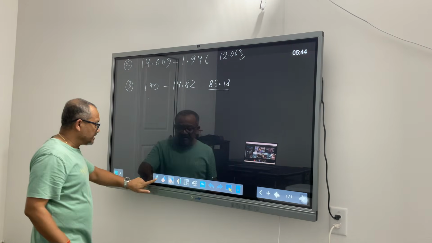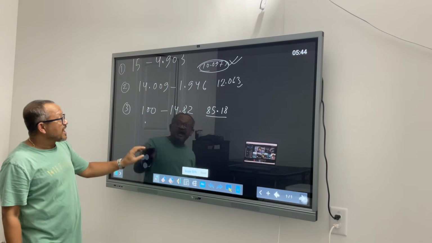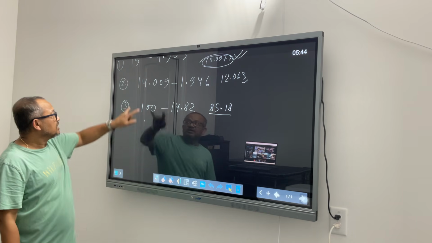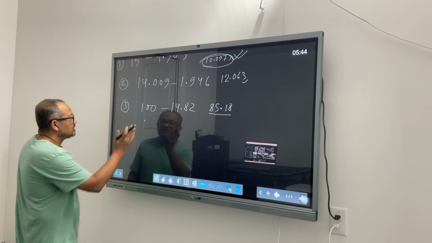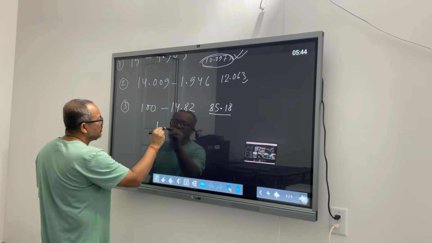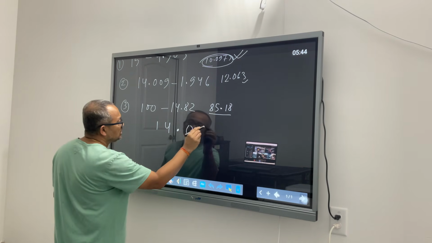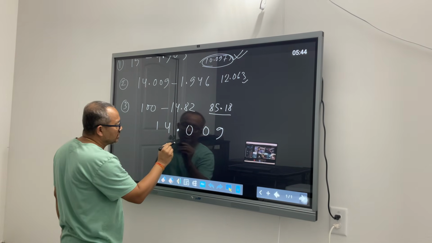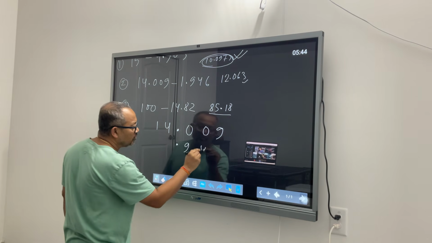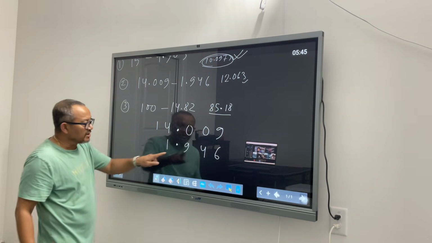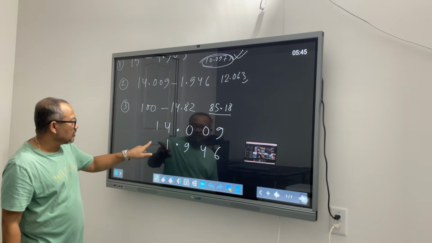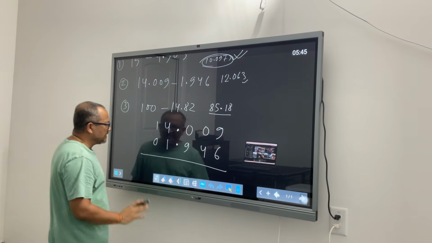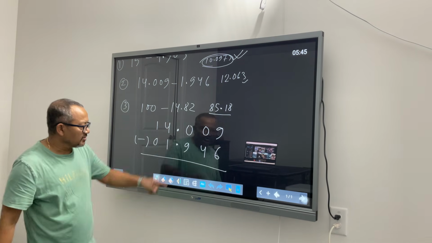Next problem, what does it say? It is saying subtract 1.946 from 14.009. Oh, this is a decimal, this is also a decimal. We don't have to do anything. We will write down the numbers. 14.009 minus 1.946. So point is here 9, 4, 6 and 1. Oh, this guy had one less number. Let me put a 0 here. Here 3 digits, here also 3 digits. Everything looks wonderful. Now let's start subtracting.